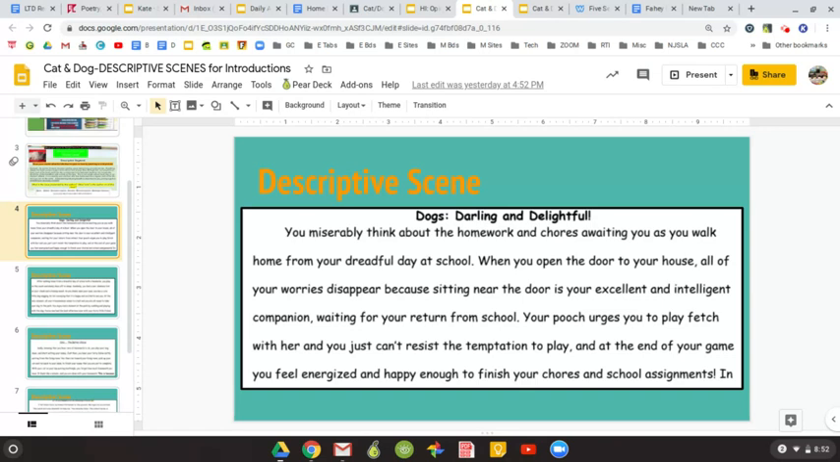You miserably think about the homework and chores awaiting you as you walk home from your dreadful day at school. When you open the door to your house, all of your worries disappear because sitting near the door is your excellent and intelligent companion waiting for your return from school.